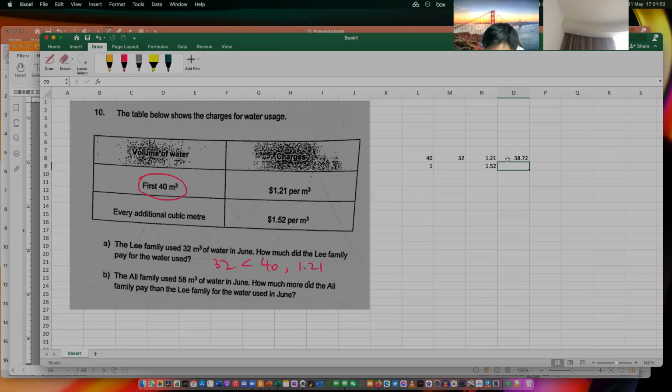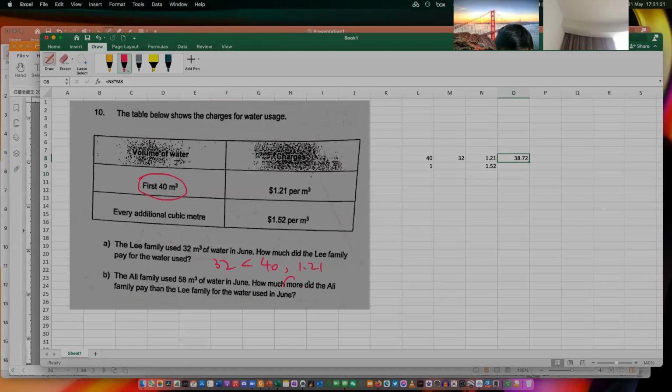Okay, so your answer should be 38.72. And I think this answer is correct. But now the next question. It says the Ali family used 58 in June. So how much more? The question asks how much more.